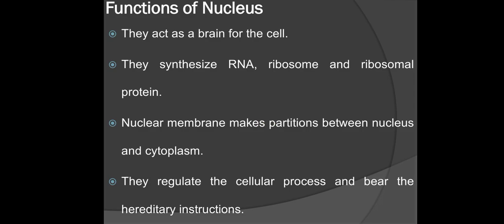Functions of the nucleus. It acts as the brain of the cell. It synthesizes RNA, ribosomes, and ribosomal protein. The nuclear membrane makes a partition between the nucleus and cytoplasm. It regulates the cellular processes and bears the hereditary instructions.